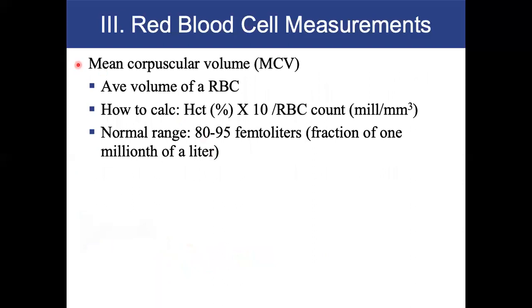So mean corpuscular volume is the average volume of a red blood cell. How do we calculate it? It's hematocrit in percent times 10 divided by your red blood cell count. Normal range is 80 to 95 femtoliters. I will give you the equation on the lab exam, but I want you to know normal ranges. So I'll give you numbers in the equation. You just have to calculate it and plug and chug and figure out the normal range. So don't forget your calculator when you're taking your lab exam.